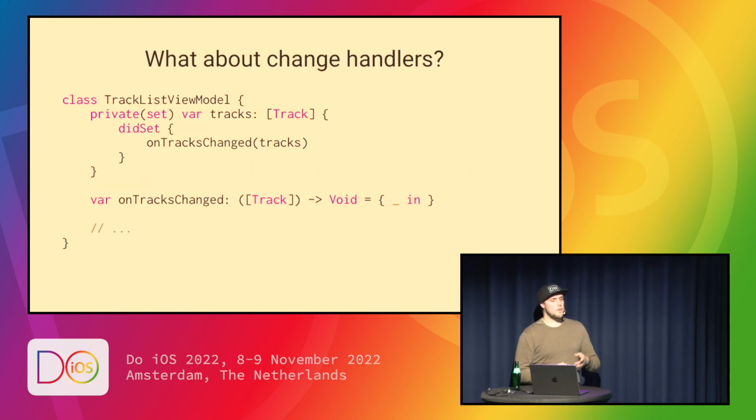All right, so you might remember this code from before. We had that view model with the property tracks. Whenever that was set to something new, we call onTracksChanged, and we have this closure onTracksChanged that we can assign a closure to.